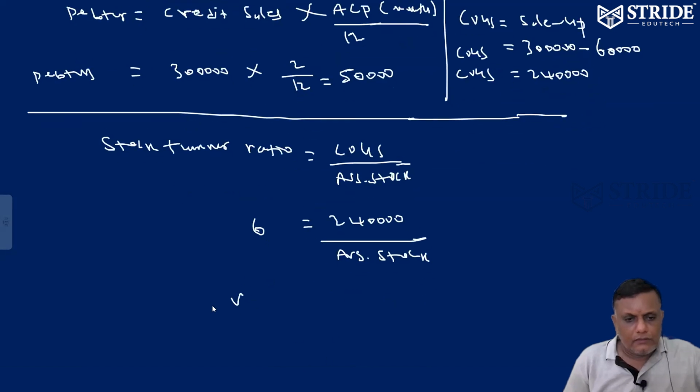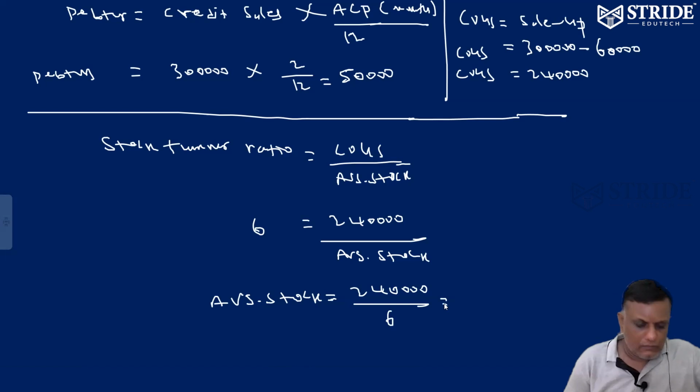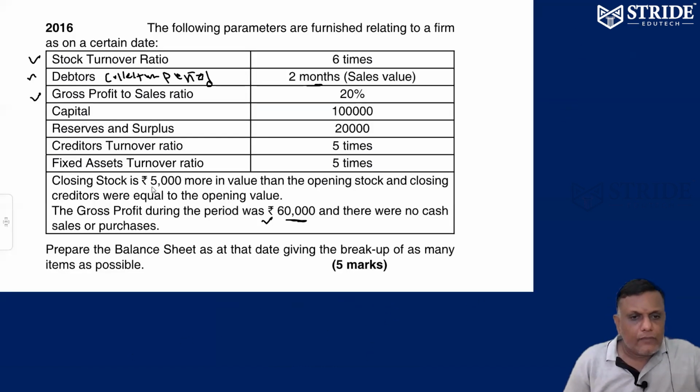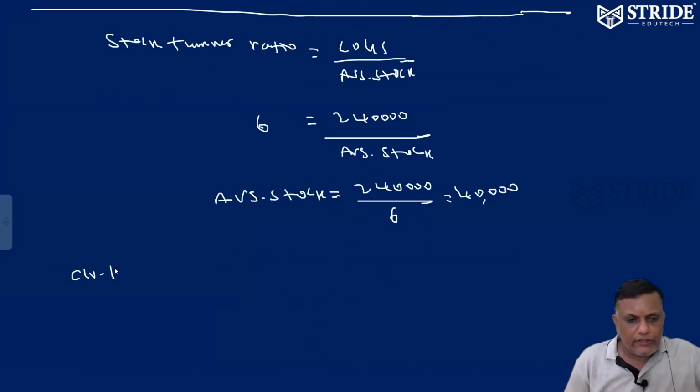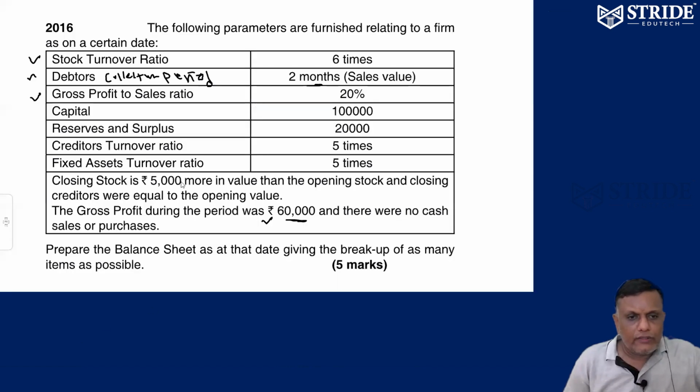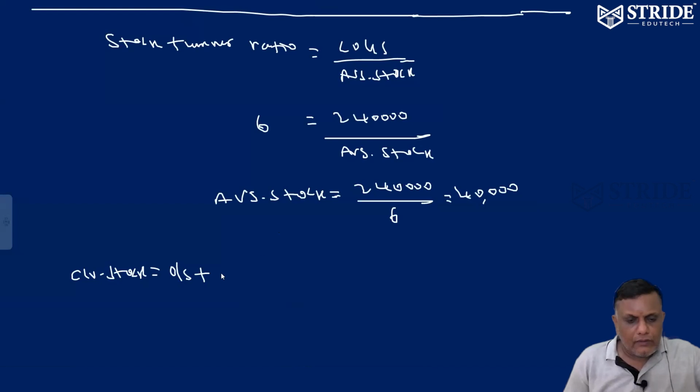So average stock is equivalent to 2 lakh 40,000 by 6. It's going to be 40,000 average stock. But there is a hint: closing stock is 5,000 more than the opening stock. That's a clue.